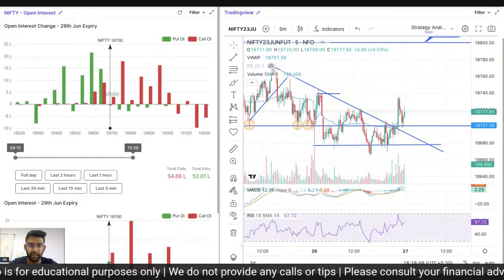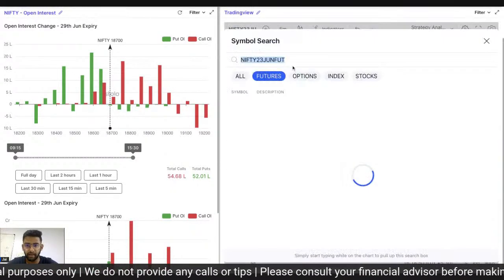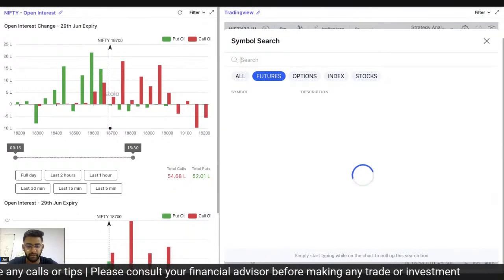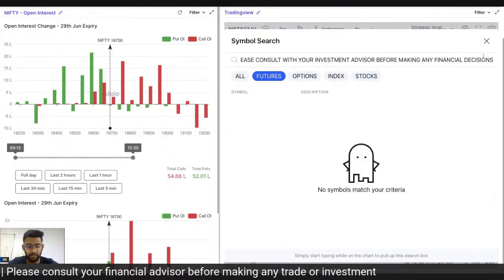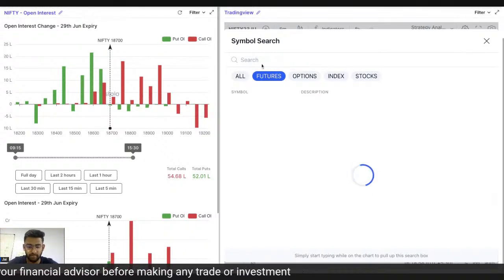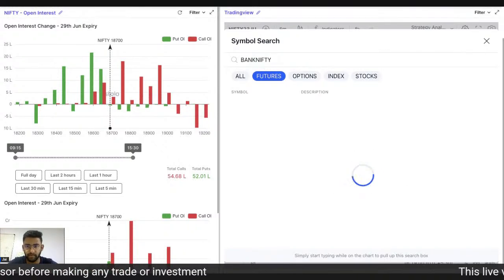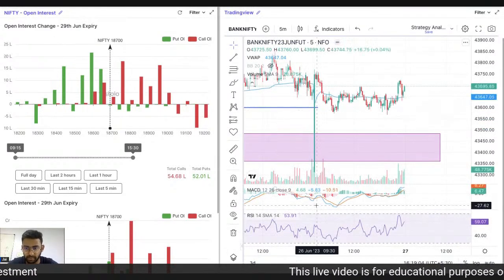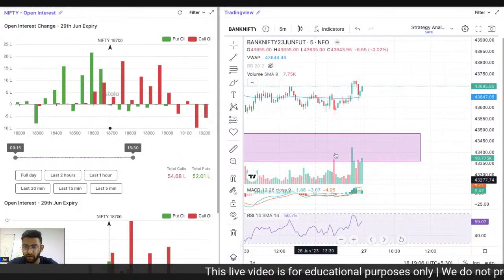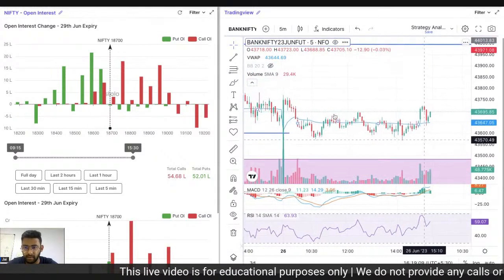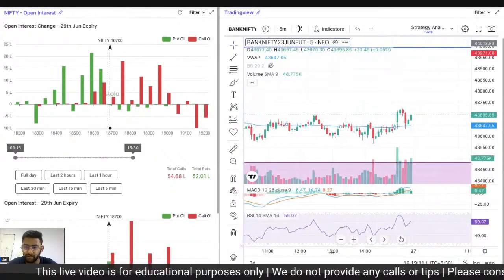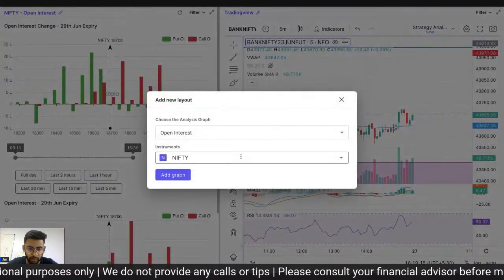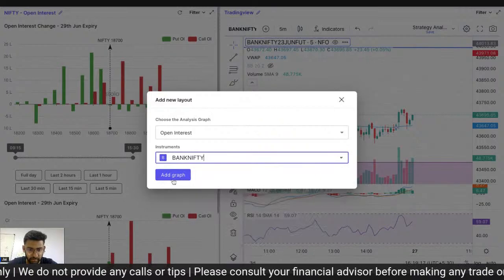But then, yes, coming quickly to Bank Nifty, I shall change it. Yes. So Bank Nifty, June futures. Let me just put it there. So Bank Nifty, at least very sideways, right? If we looked at it in terms of open interest, let me just change it to Bank Nifty.